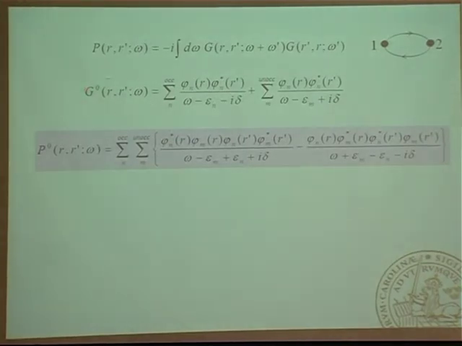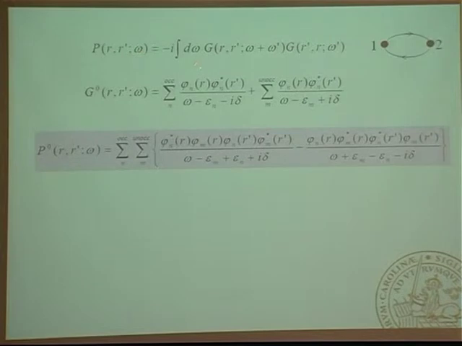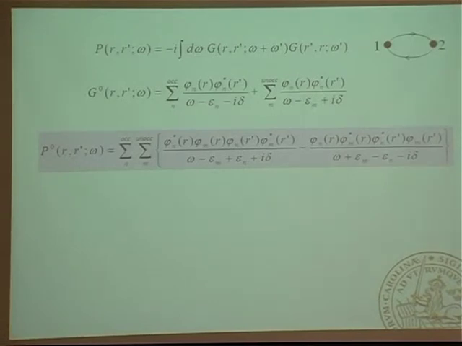And if we use the non-interacting Green's function in this expression here, then we obtain the expressions that we had before. It's exactly the same. So this is the main expression, the main quantity that we need to calculate the Hubbard U.